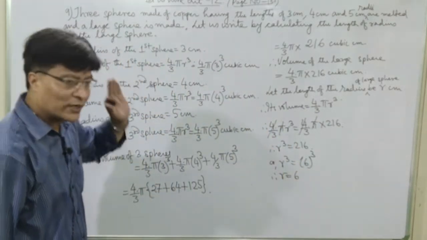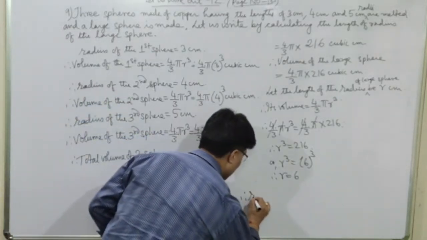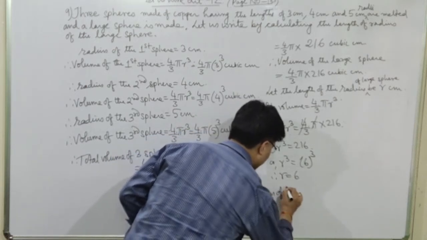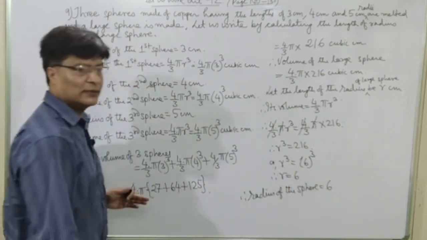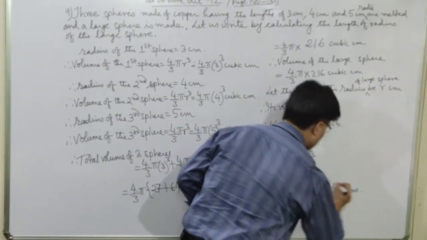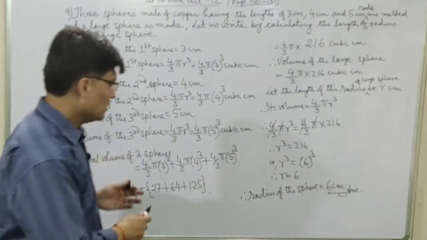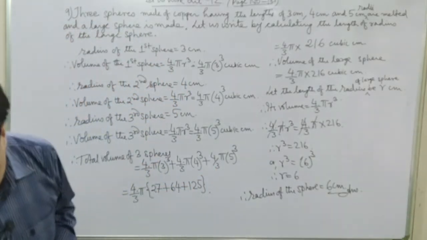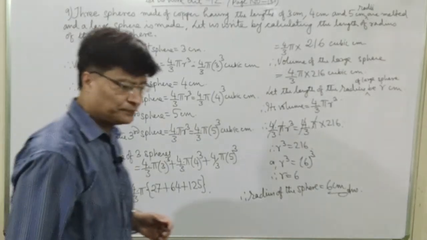So now, what is this r? This is the length of the radius of the large sphere. So therefore, let us write down the answer. Radius of the sphere is equal to, how much is that? This is your 6 centimeter. So radius of the large sphere is equal to 6 centimeter. So we can copy it. Now we'll do the next question.